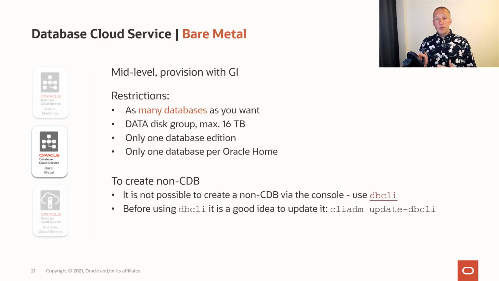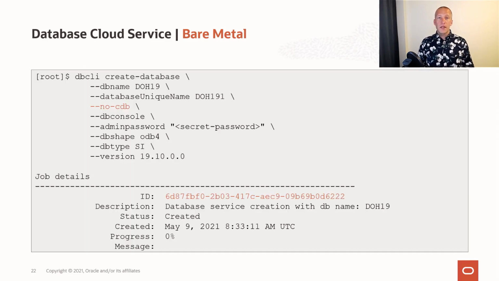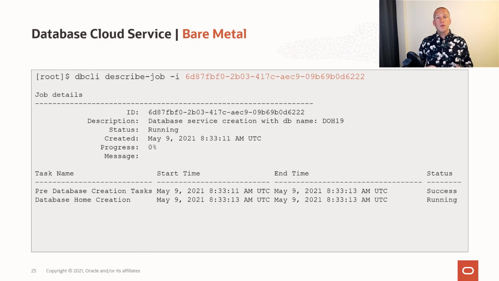You cannot use the OCI console, the web page, to create a non-CDB database. So if you need such, you have to use the DB CLI tooling. You log on as root to the system and execute it. When you do that, the command line parameter called no-cdb is the important one. This tells the tooling that you want a non-CDB container database. When you do that, you get a job ID, and you can then use the DB CLI describe job commands to follow the creation of the database.